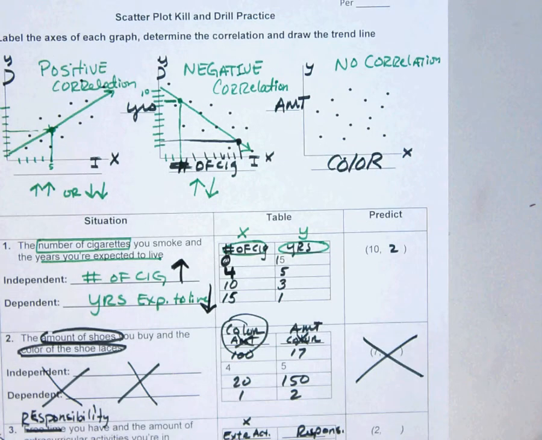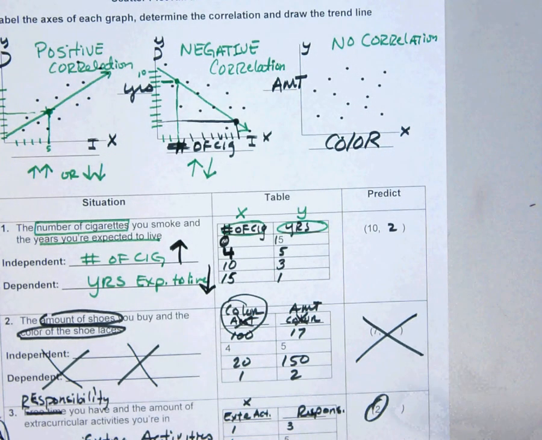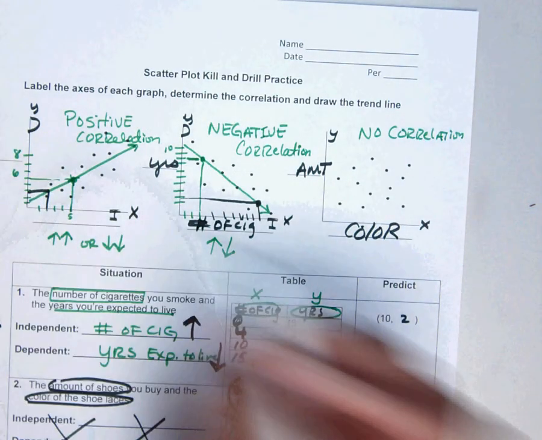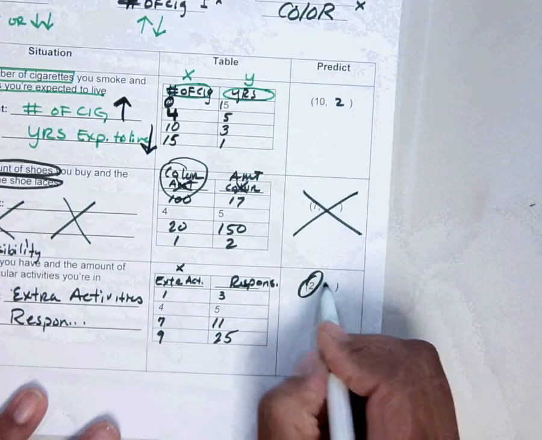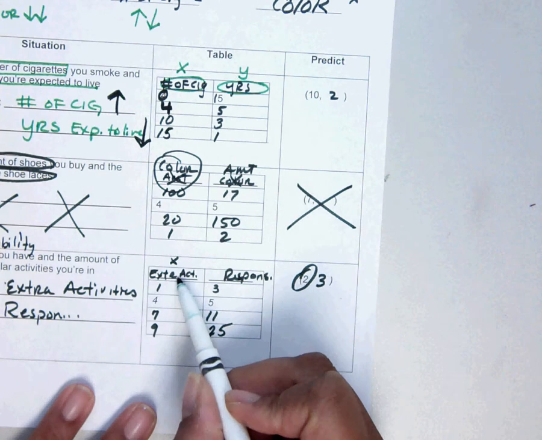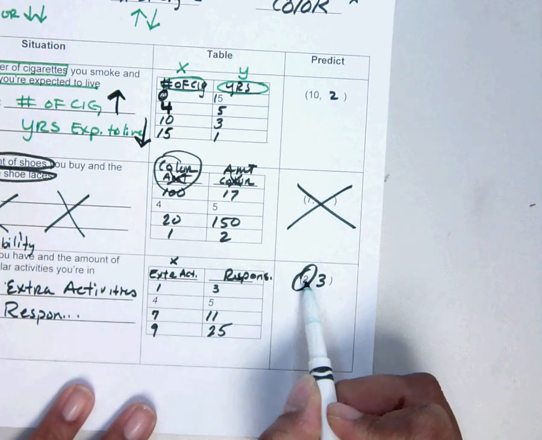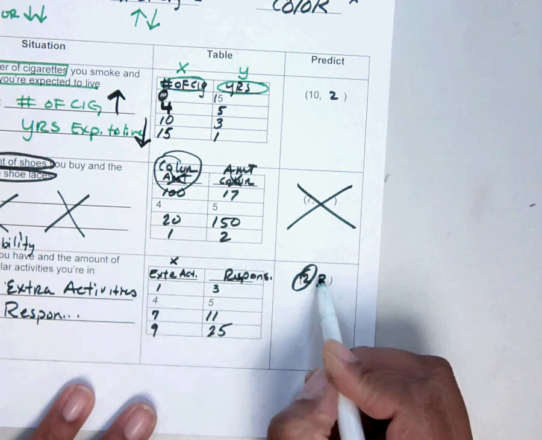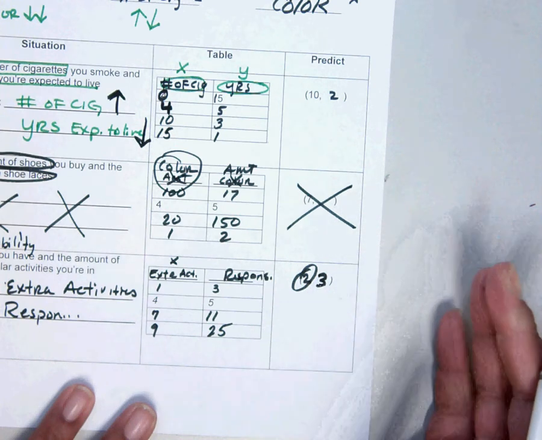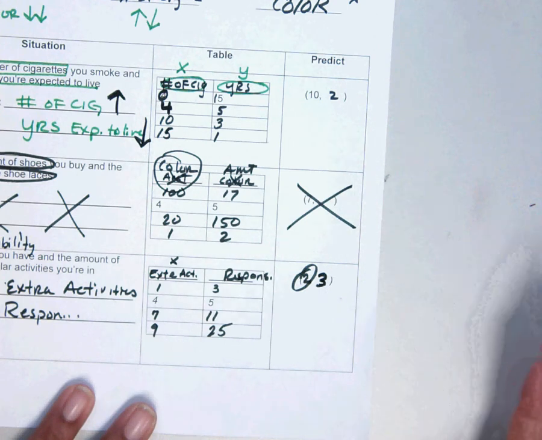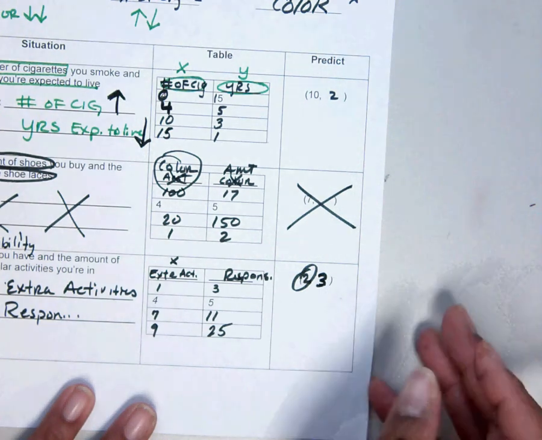And so it wants me to predict at 2, so let's do that. At 2, it looks like I am at 3. So what does this point mean? Well, X stands for extracurricular activities. So when I am in 2 extracurricular activities, I'm going to have maybe 3 times as much responsibility than I would if I were in none.